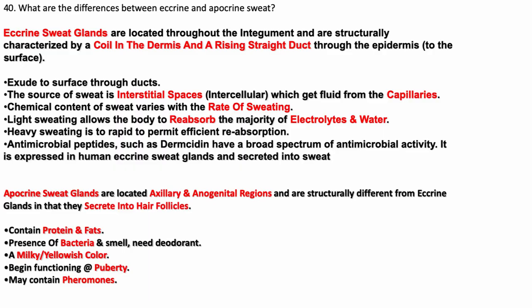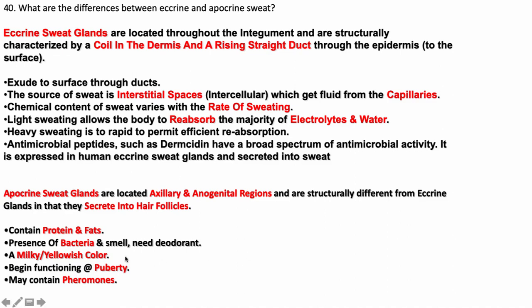Question 40, what are the differences between eccrine and apocrine sweat? You might have heard a little bit about me talking about this earlier. The eccrine sweat is everywhere, and it is salty water, and its major contribution to your health is to help cool you off. The apocrine sweat is also salty water, but you have added things like some fatty acids in there, some small proteins in there. There might even be some pheromones.